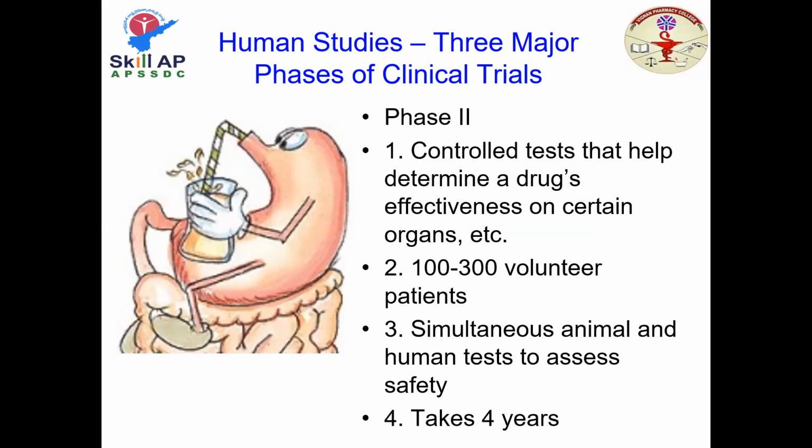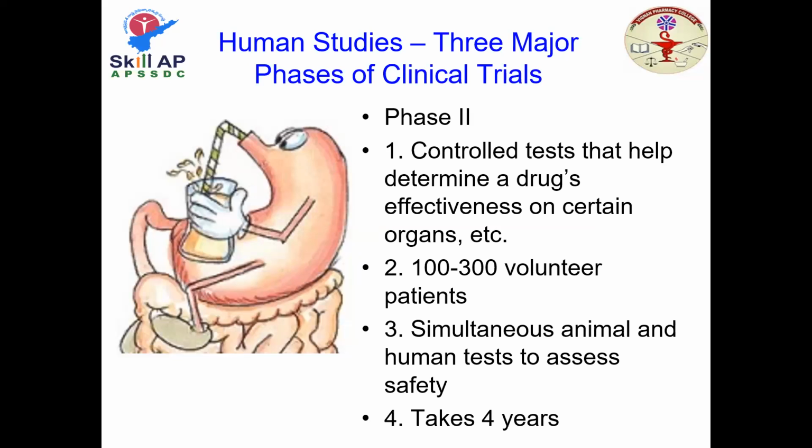Here, as we are checking for efficacy, efficacy means a disease condition has to be there. Then only we can check for efficacy. There is no disease condition in phase 1. We are not checking any efficacy because there is no disease condition. So what does it do? It is not touching any organ, not any system.